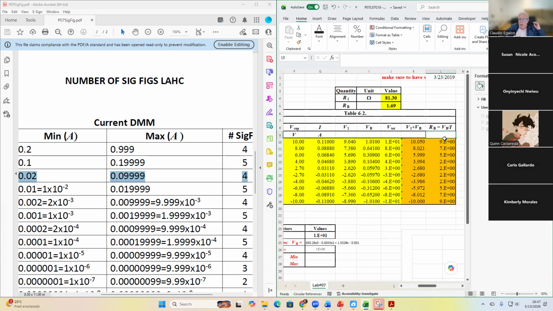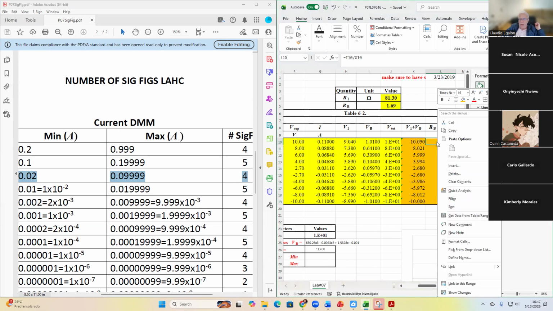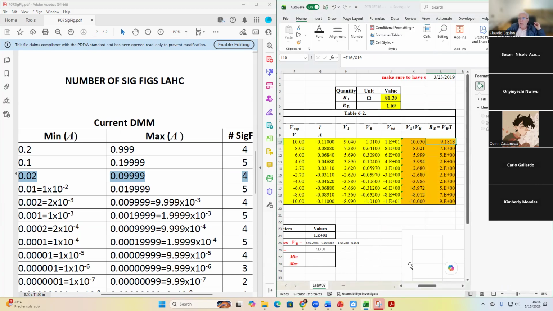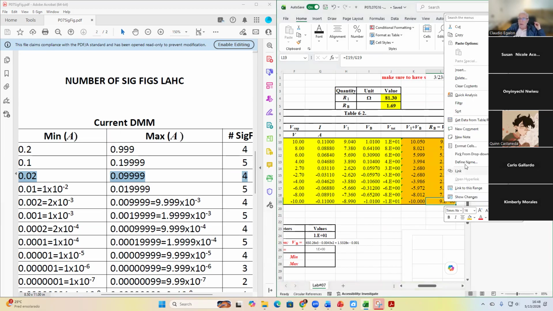What about here? It is the least number of significant figures, right? Between VB and VI. VB has 4, I has 5. Here is 4, here is 5. Okay, for the first one is 5 significant figures. 5 significant figures should be 4 decimal places in the numeric format. This one too.